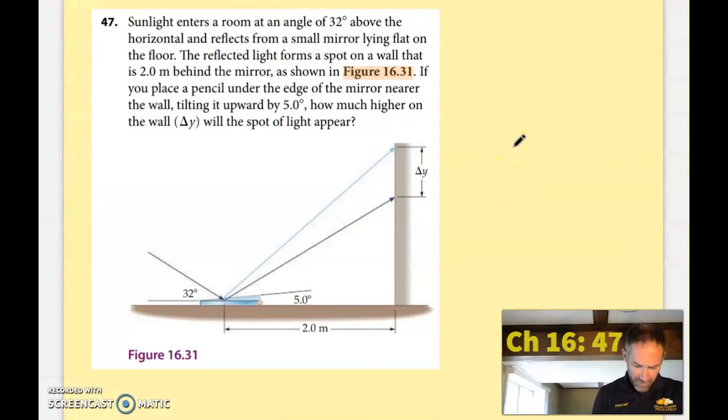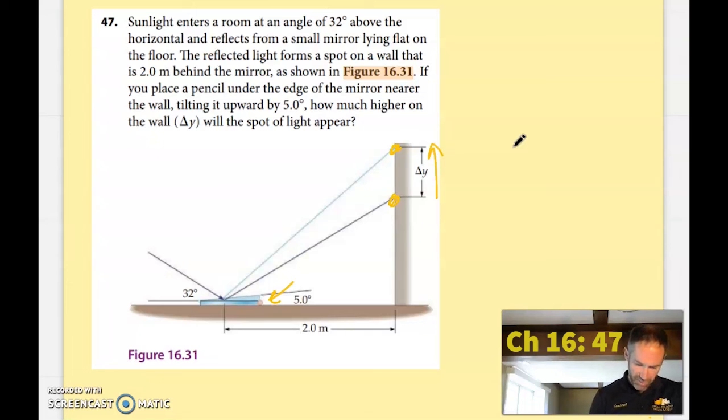On number 47, there's light coming in from a window, and it hits a mirror that's laying flat on the floor, and maybe it's a little reflection of the sun. There's a spot of light that is created on the wall right there. And then you're going to take a pencil and stick it underneath one edge of the mirror, and that's going to incline the mirror up a little bit, and that's going to make the light reflect up a little bit higher, and now the image of the sun is going to be right there. And they want to know how much higher up are you making the light reflect. Pretty good problem.